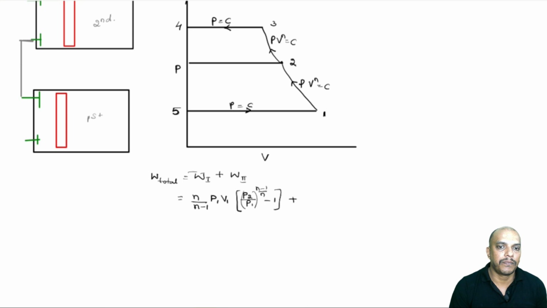For the second stage, we can write the same work equation. So, n/(n-1). Now, initial pressure for this will be P2 V2, then the pressure ratio here will be P3/P2. So, for the second stage, the pressure ratio will be P3/P2, whole power (n-1)/n, minus 1. So, this will be our equation for two stage.